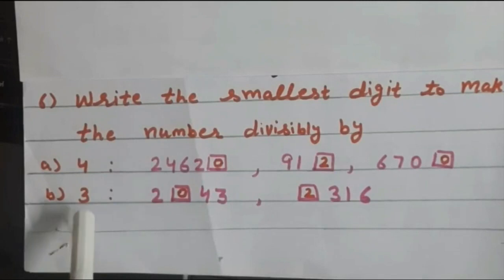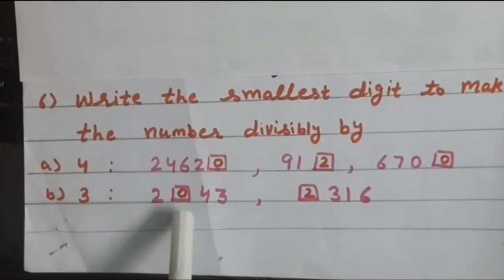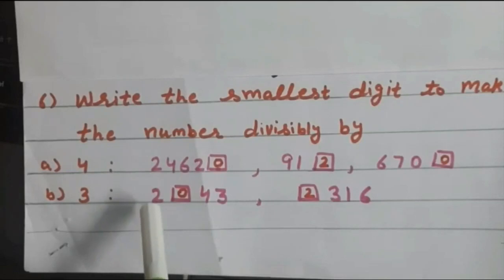Now for checking of 3. 2 dash 4 3. For checking of 3, we will add the digits. 4 plus 3, 7. 7 plus 2, 9. 9 is divisible by 3. So we will write down 0 only, because 9 plus 0, 9.